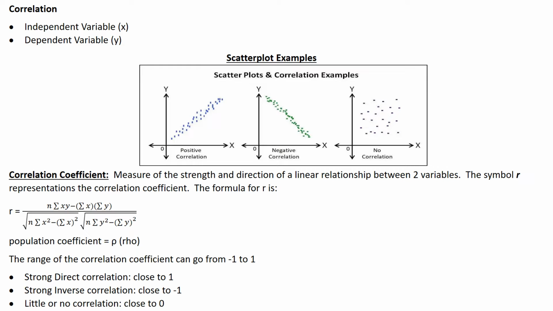Now, correlation goes from -1 to 1. A perfect positive correlation would be 1. A perfect negative correlation is -1. That is a positive 1 slope or -1 slope. And no correlation is a 0.